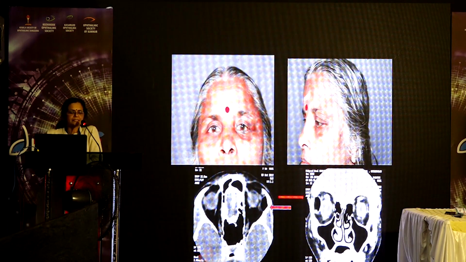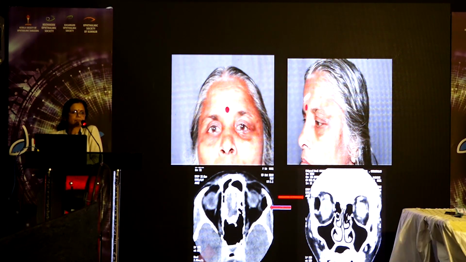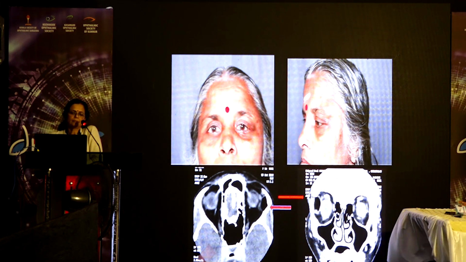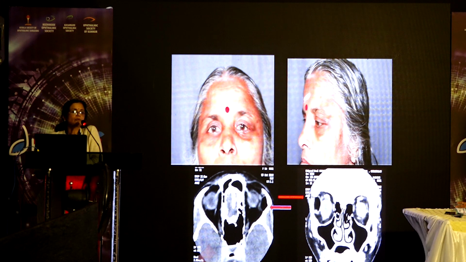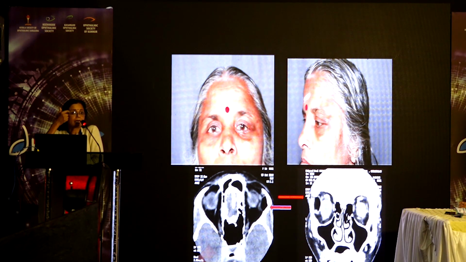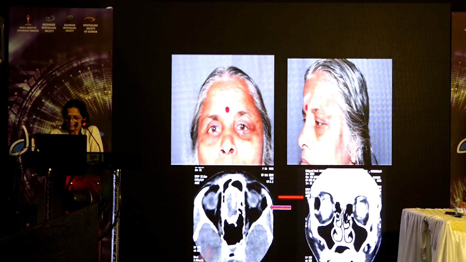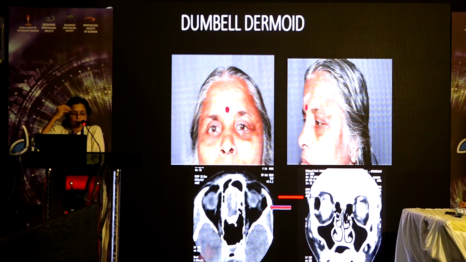So this lady presented with a swelling in the temporal area. She also had a history of some surgery which was done many years back, and CT showed a cystic mass, with Hounsfield units consistent with the fat in the orbit, and it was through the tunnel in the lateral wall. It was going to the temporal area. So this is a what type of dermoid? Dumbbell dermoid. It's a dumbbell dermoid. It's there inside and also outside.